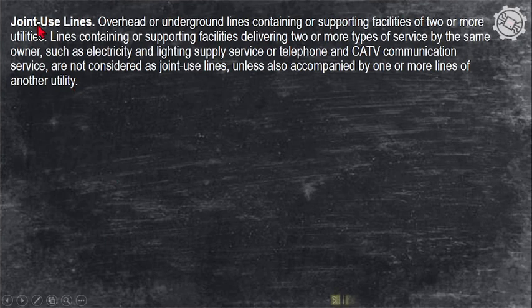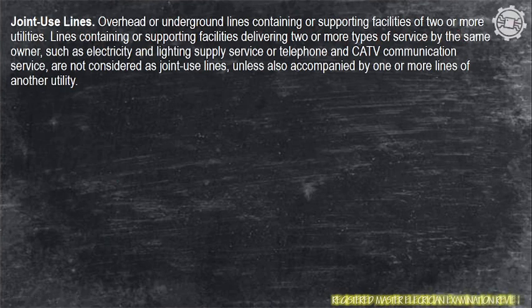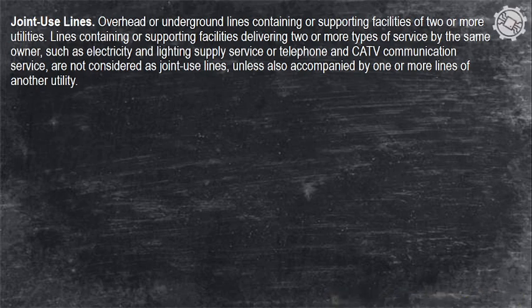Okay, joint use lines, so overhead or underground lines containing or supporting facilities of two or more utilities. So parang shared siya na distribution line. So lines containing or supporting facilities delivering two or more types of service by the same owner, such as electricity and lighting supply service or telephone and CATV, that is cable TV communication service, are not considered joint use lines unless also accompanied by one or more lines of another utility.